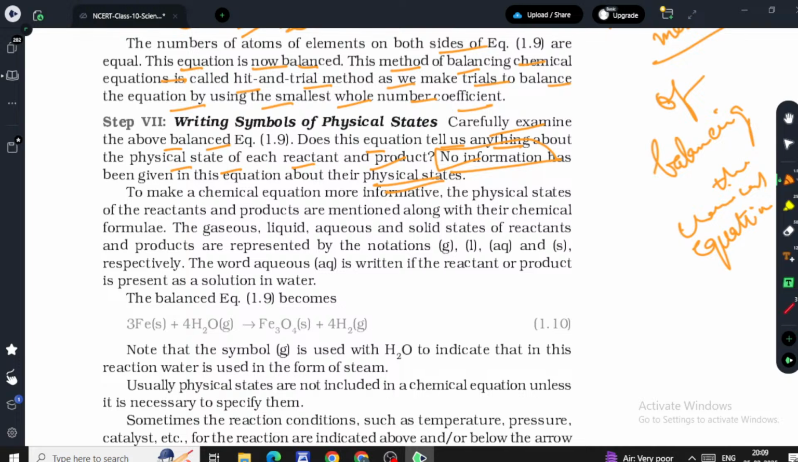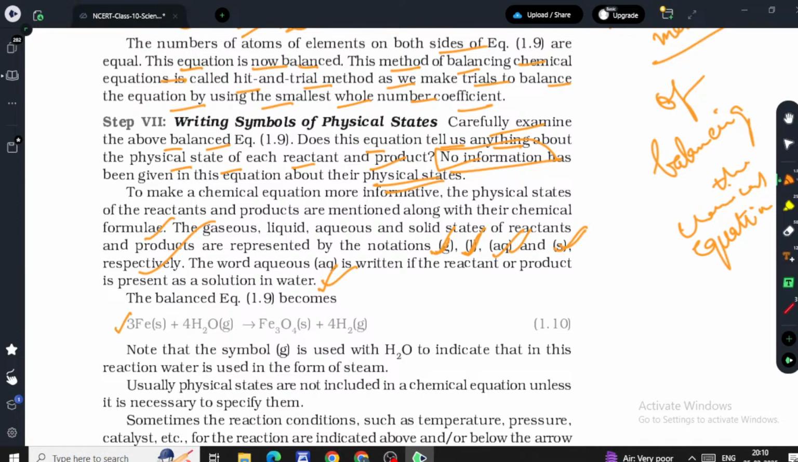To make a chemical equation more informative, the physical states of reactants and products are mentioned along with their chemical formula. The gaseous, liquid, aqueous and solid states of reactants and products are represented by the notation g, l, aq and s respectively. The word aqueous is written if the reactant or product is present as a solution in water.